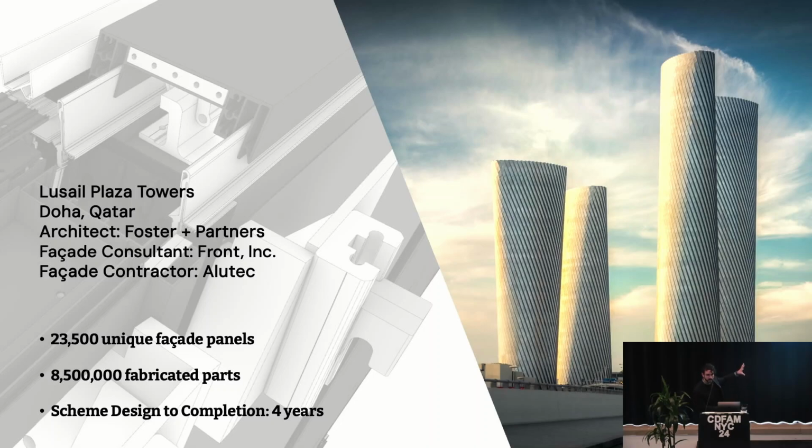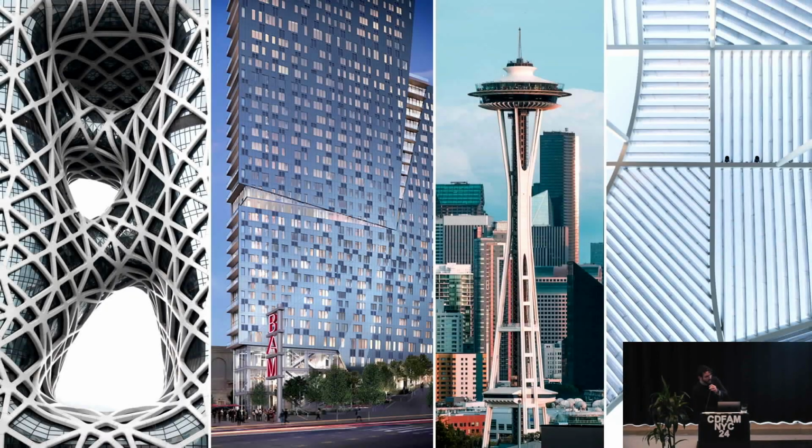23,500 curtain wall panels, each of which consists of hundreds of individual components. Each one's different. Those 4 buildings, the exterior facade systems, consist of 8.5 million fabricated components. And we generated all of that in 4 years. So just a little zoom out again.